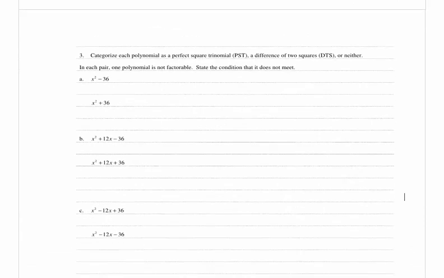In 3, it says categorize each polynomial as a perfect square trinomial, a difference of two squares, or neither. In each pair, one polynomial is not factorable. State the condition that it does not meet. In A, we have x squared minus 36, and this is a difference of two squares. So we're going to say DTS. And we can say that x squared minus 36 is equal to x plus 6 times x minus 6.